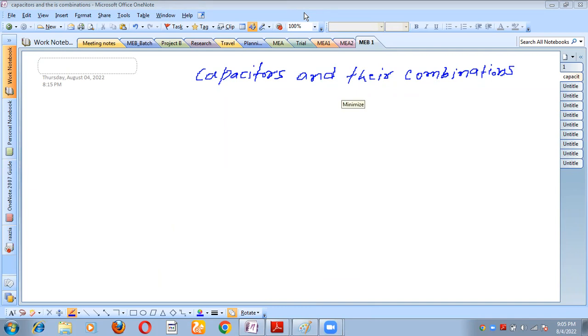So we are just starting the new topic, capacitors and their combinations. So it will not be an issue, this is not linked with the previous ones. So if you have any doubt in the previous classes or in the moments. So first, capacitors and their combinations. So first we will discuss what is a capacitor.